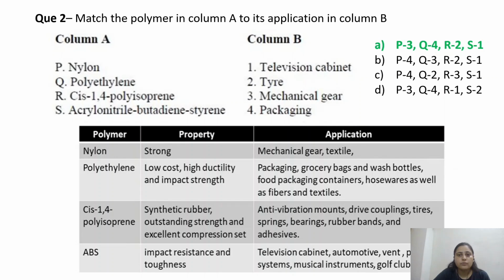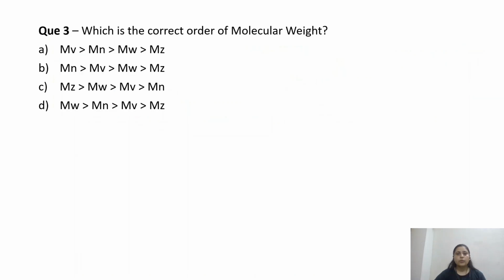Now let's discuss question 3, which is the correct order of molecular weight. There are these 4 molecular weights: Mv, Mn, Mw, and Mz. We know that polymers have different molecular weights. A polymer can be expressed in different weight forms. Mn is the number average molecular weight, Mw is the weight average molecular weight, Mz is the Z average molecular weight, and Mv is the viscosity average molecular weight.